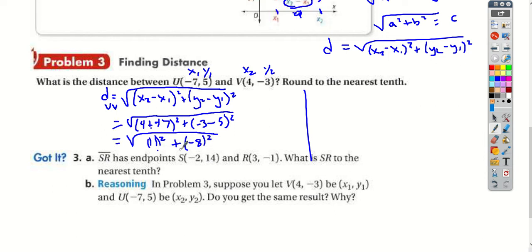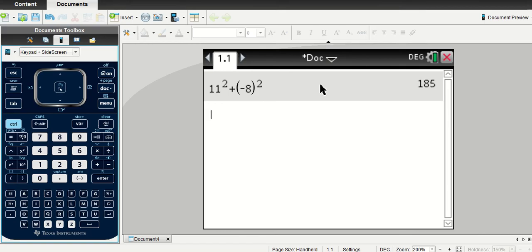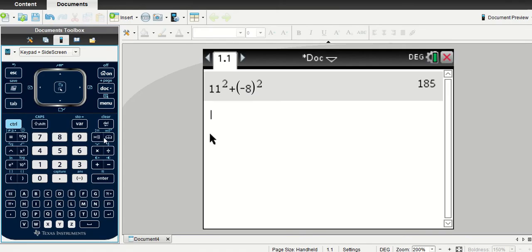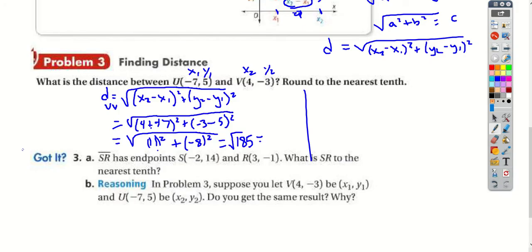Okay, so if we type this in our calculator, we're going to get essentially 185. And so this would equal the square root of 185. And then to the nearest tenth, okay, so square root, control square root, and then I can go up and highlight, and I get 13.6 to the nearest tenth.